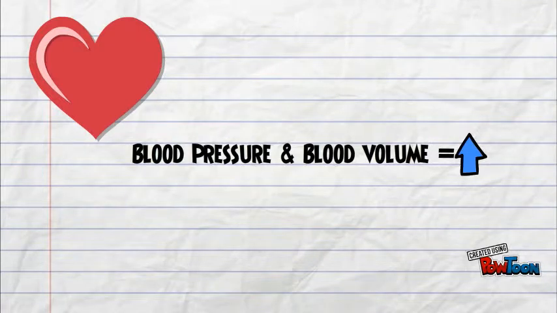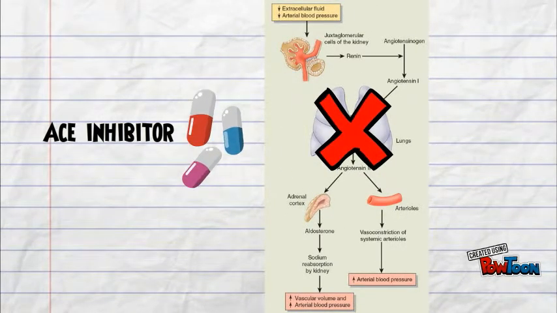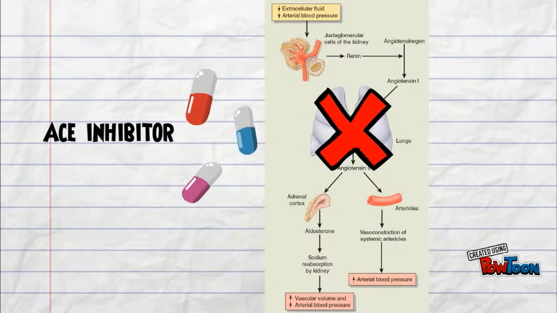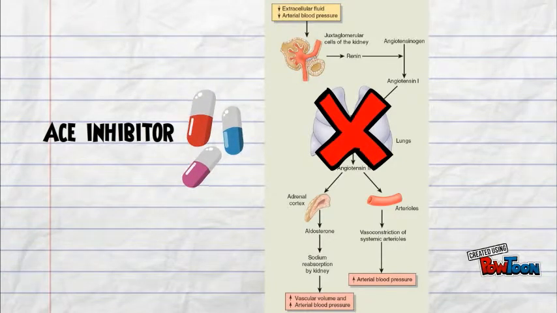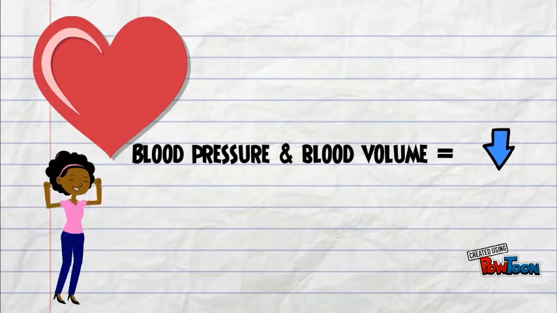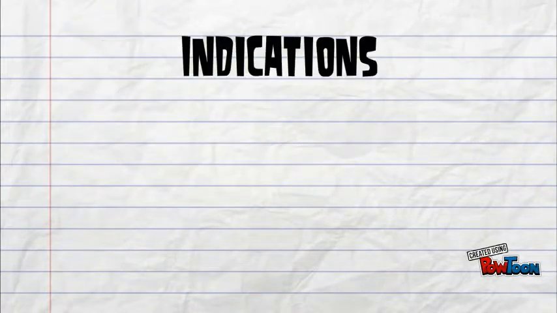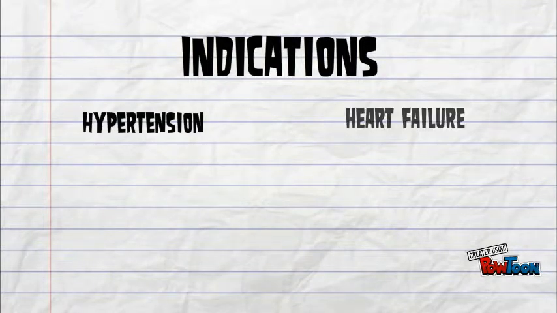Now, when administered, an ACE inhibitor is going to stop angiotensin converting enzyme, ACE, from converting angiotensin 1 to angiotensin 2. By doing this, it promotes vasodilation and the excretion of sodium and water through the kidneys, resulting in a lowering of blood pressure. Because of this lowering blood pressure effect, patients with history of hypertension, heart failure, and myocardial infarction are commonly prescribed ACE inhibitors.